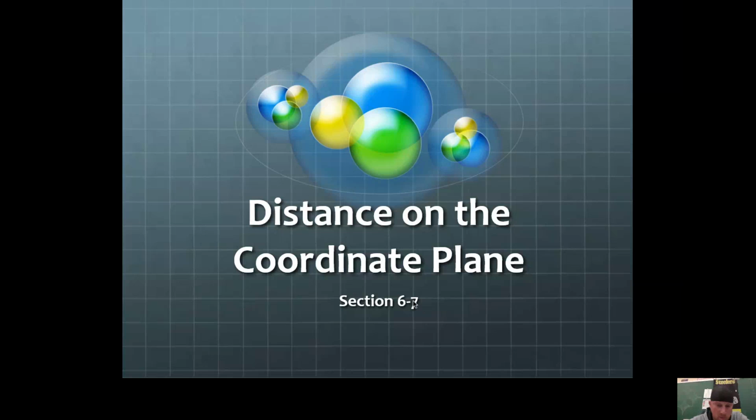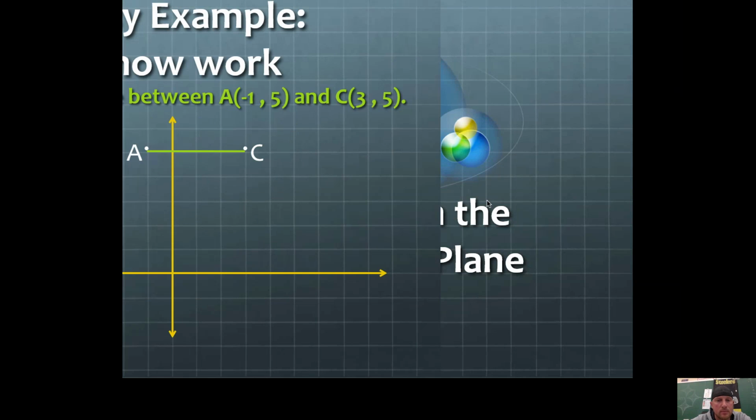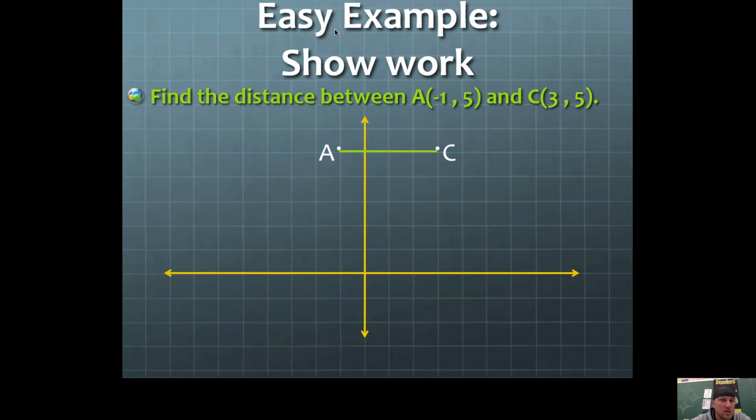This is our lesson 6.7. It's on distance on the coordinate plane. So here's an easy example. We're going to find the distance between point A and point C in this coordinate plane.